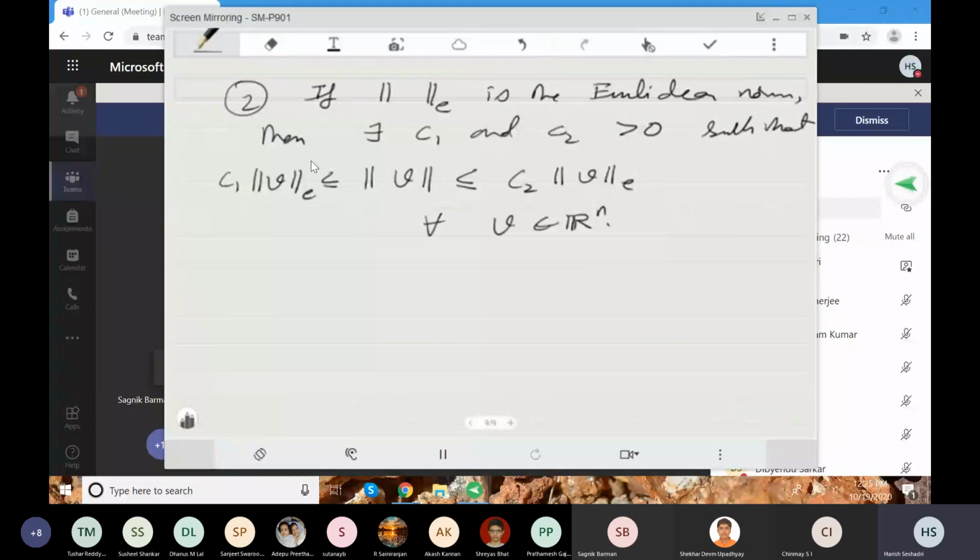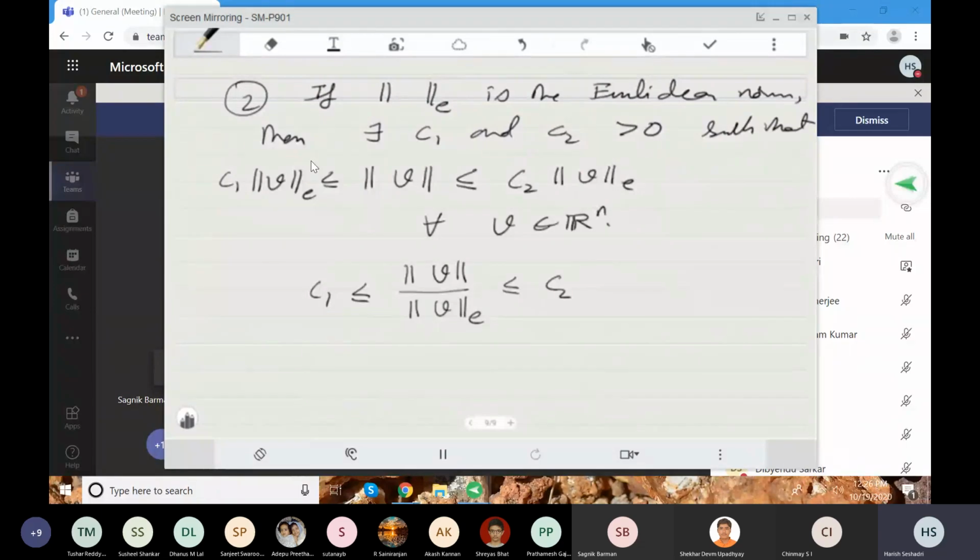So what this says is that any norm on Rn is approximately equal to the Euclidean norm, in this sense. Another way of interpreting this is, if I take the ratio of the given norm of a vector divided by the Euclidean norm, that is bounded above and below by positive constants. So this is what approximately equal means.